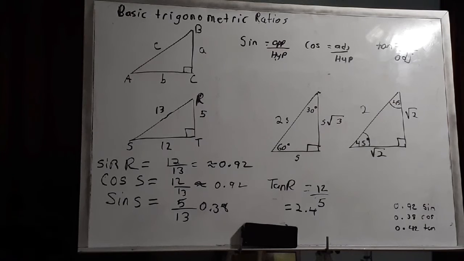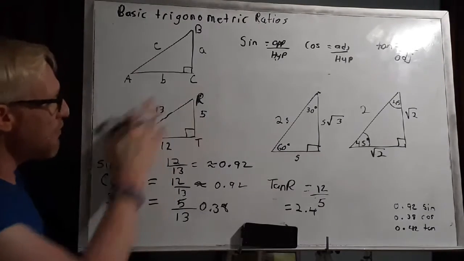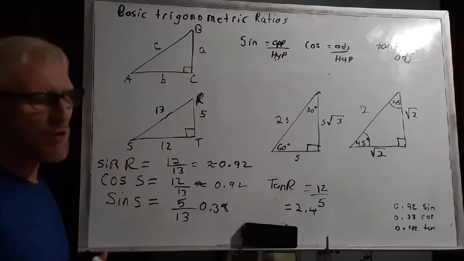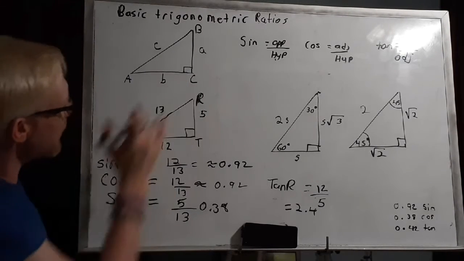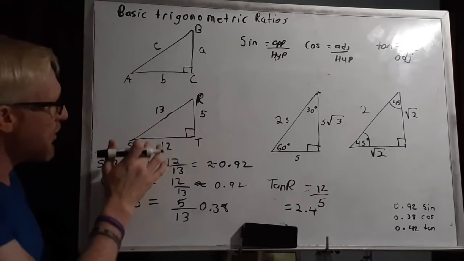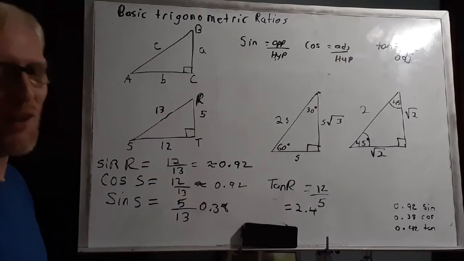But I want you to understand the concept. The idea is to observe what I'm being asked, and then based on the information, use the trigonometric functions. Again, if I'm asked to find the sine of R, sine is opposite over hypotenuse. The side farthest from R is 12. The hypotenuse is 13, so that's approximately 0.92.